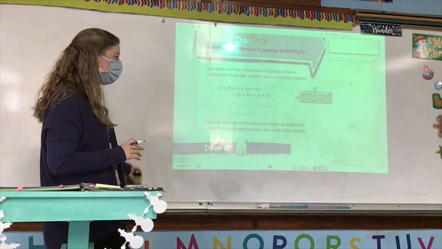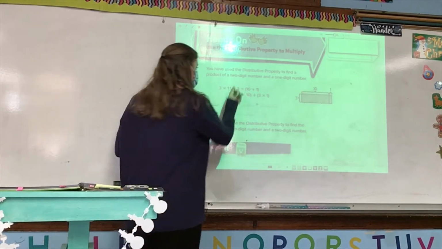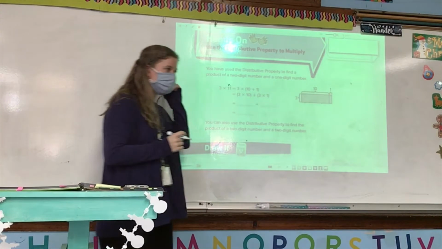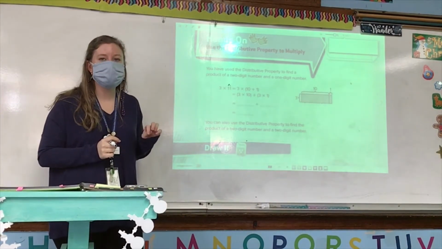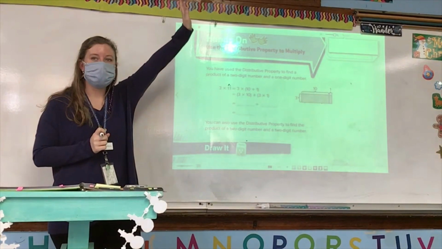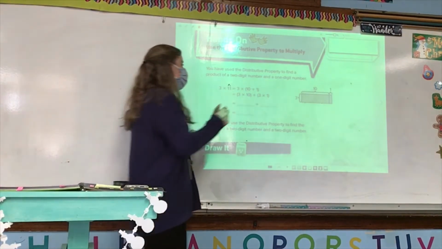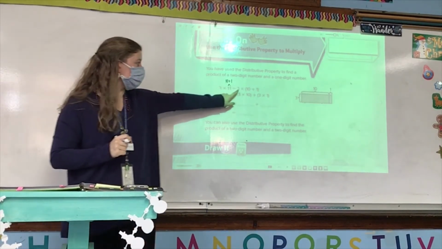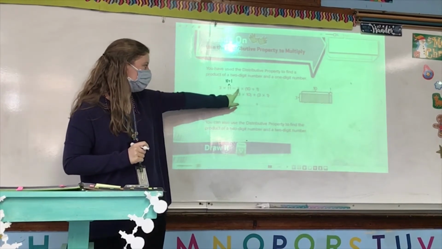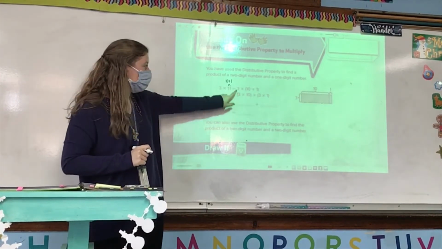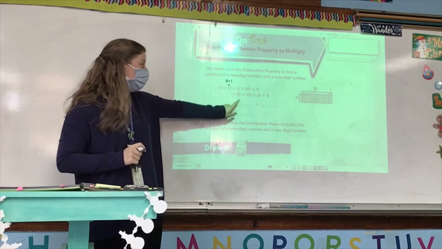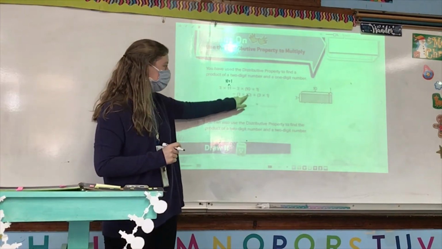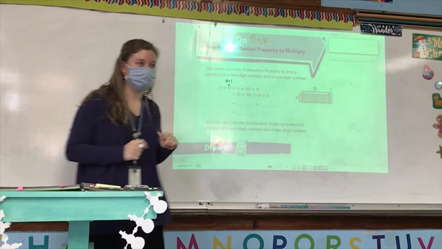So let's look. 3 times 11. Well, the first thing we do is we break our larger factor, our two-digit factor, into its expanded form. Without looking at the book, what does 11 look like in expanded form? Colin? 10 plus 1. Then we have 3 times 11, which is the same as 3 times 10 plus 1. Then we take our one-digit factor and we multiply it by both pieces of that two-digit factor. So we have 3 times 10 plus 3 times 1.